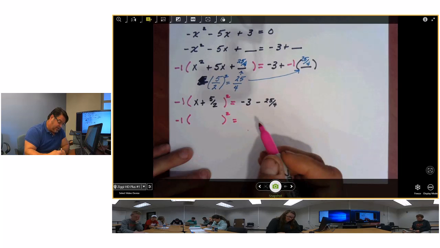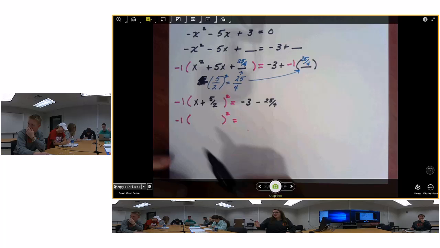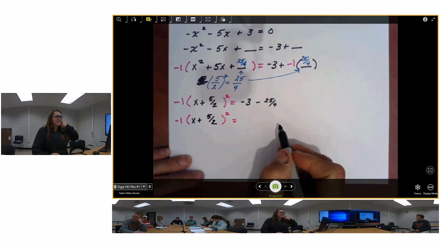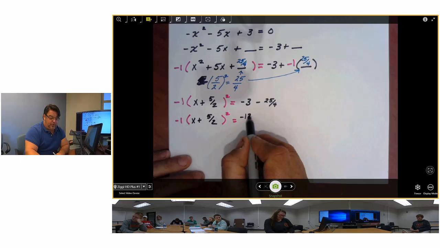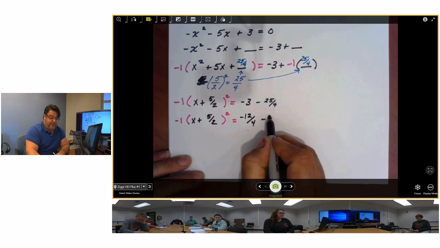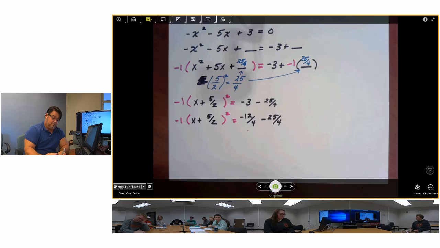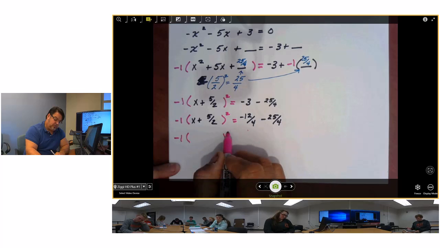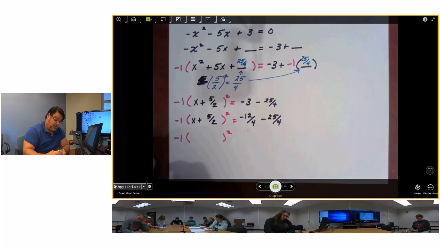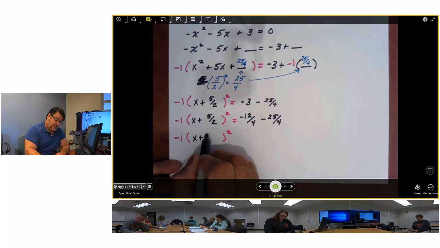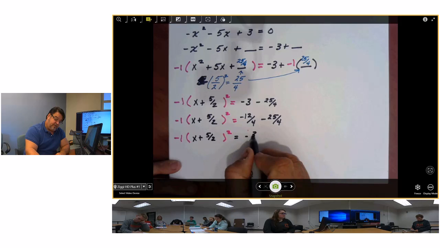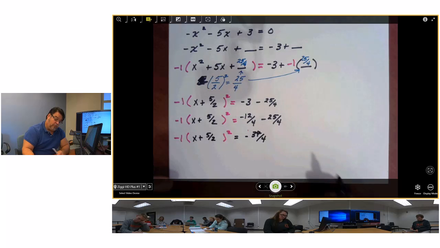So here we go. X plus 5 halves, that's negative 12 fourths minus 25 fourths. And I'm keeping that negative 1 out just to show you. That's the only reason I'm doing that. X plus 5 halves is equal to negative 37 over 4.